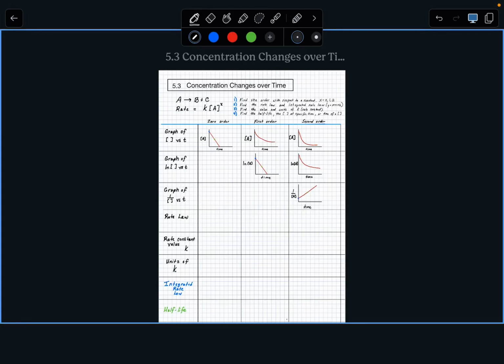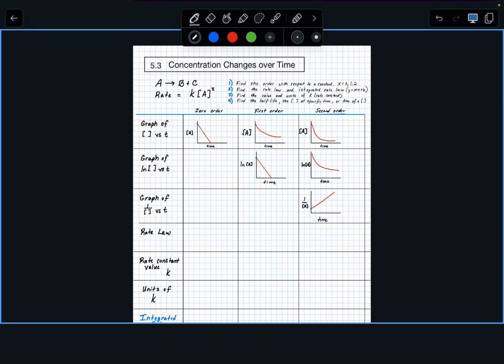In Unit 5, Section 3, called Concentration Changes Over Time, the goal is to be able to find the order with respect to a reactant, the rate law, the integrated rate law, the value of the rate constant and its unit, and even something called the half-life and concentrations at a specific time.